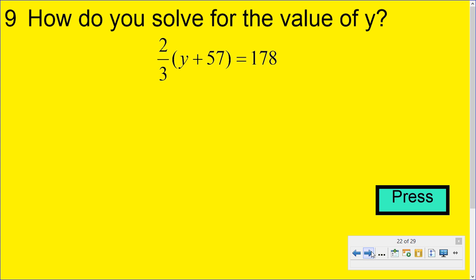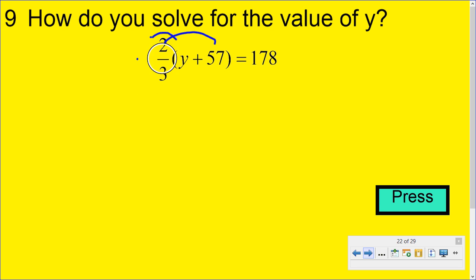Here's our first question that we have from last year's sample. So how do you solve for the value of y? So we have 2/3 times y plus 57 equals 178. So normally we would distribute this to those terms on the inside of the parentheses.